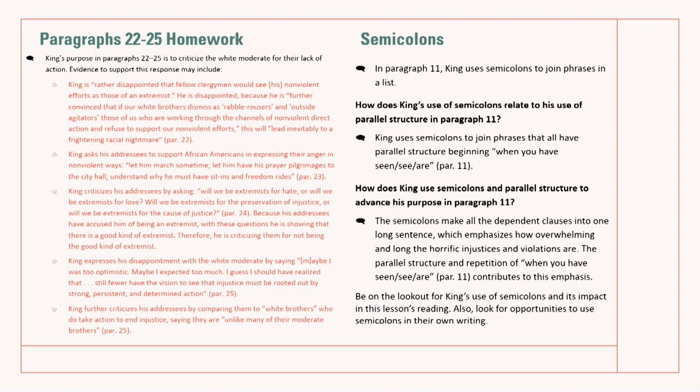How does King's use of semicolons and parallel structure advance his purpose in paragraph 11? So the semicolons make all of the dependent clauses into one long sentence, which emphasizes how overwhelming and long the horrific injustices and violations are. The parallel structure and repetition of when you have seen, when you see, when you are contributes to that emphasis.